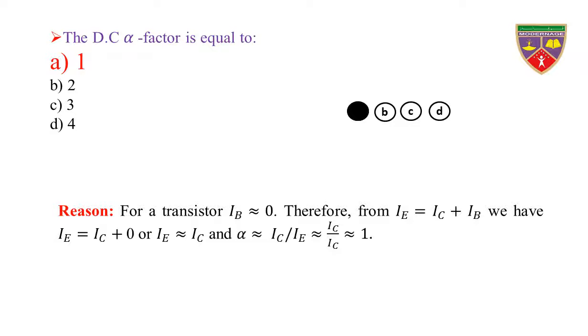Reason: for a transistor, IB is nearly 0. Therefore, from IE is equal to IC plus IB, we have IE is equal to IC plus 0, or IE is nearly equal to IC, and alpha is nearly equal to IC over IE equal to IC over IC, which is equal to 1. Hence, the DC alpha factor is equal to 1.